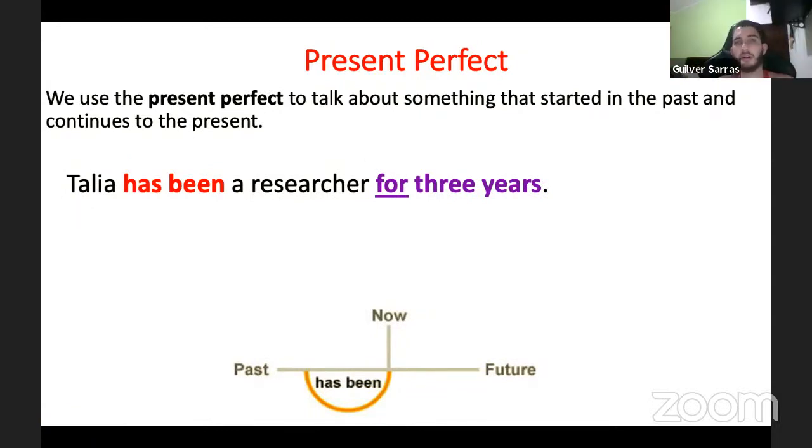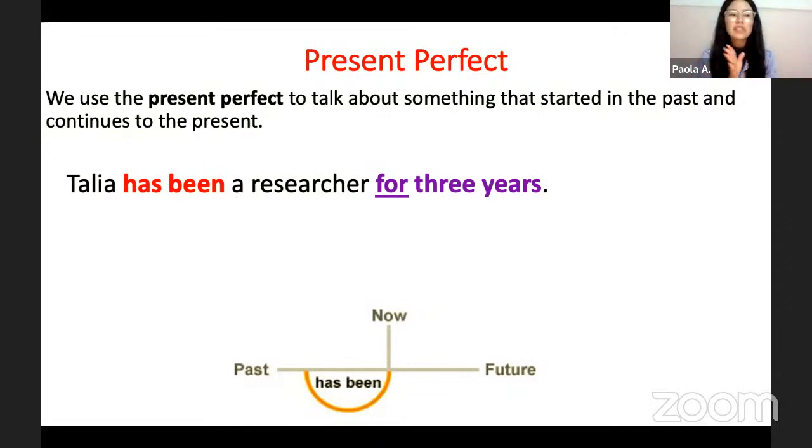Leah has been a researcher for 3 years. Thank you very much. A researcher, it means someone, this is an occupation, a job. Researcher, someone that researches, that investigates, that wants to know things, no? So they're saying that she's a researcher. She has been a researcher for 3 years.